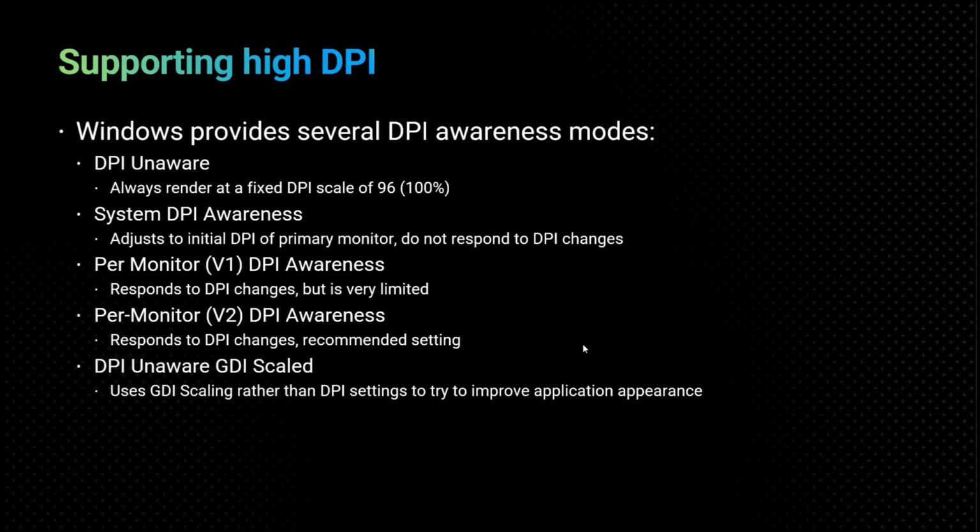And then lastly, there is the DPI unaware GDI scaled mode, which instead of attempting to adjust the appearance of the application through DPI, does it through GDI scaling. So that's another option. And this can be set via the new application object properties that are in PowerBuilder 2025, or in any version of PowerBuilder. This could be done through Windows API calls or through a manifest file. It's just a little bit more work to do it through those other two options.